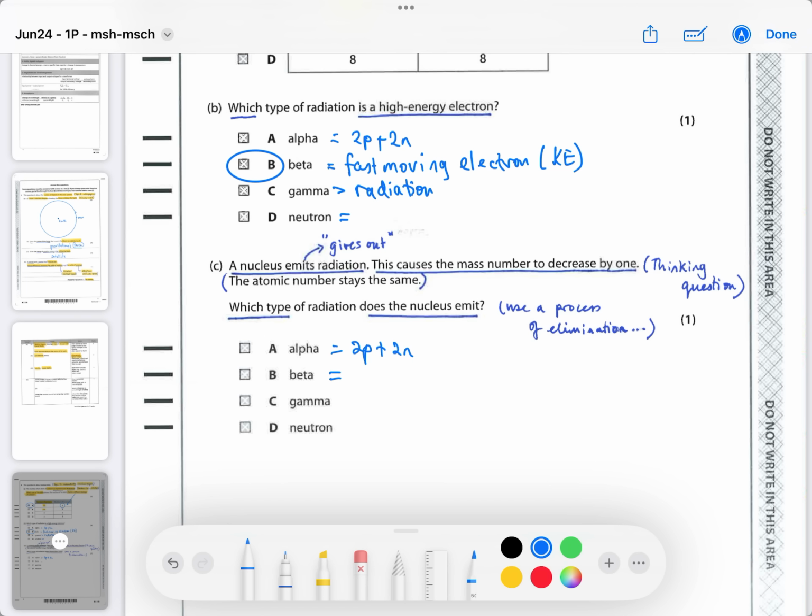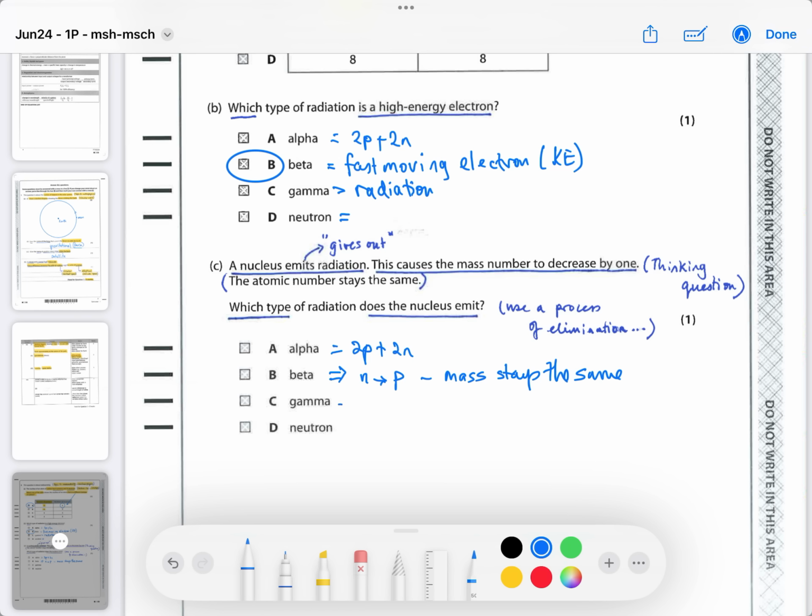Beta, yeah. In beta, what happens is one of the neutrons changes to a proton. So the mass stays the same, because although you've got one fewer neutron, you gain a proton. So it's basically just adapting itself to its environment to become more stable. So the atomic number does not stay the same, and the mass number stays the same. So it's the opposite of what they've asked for.